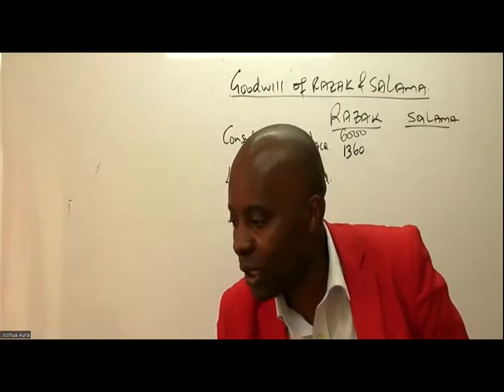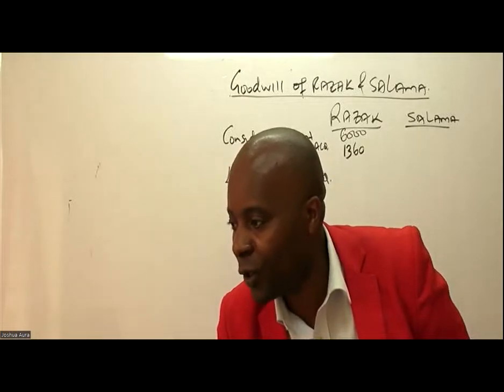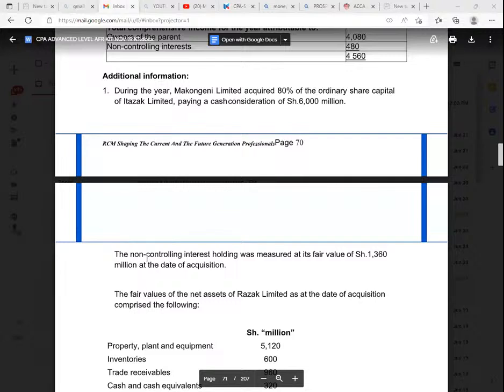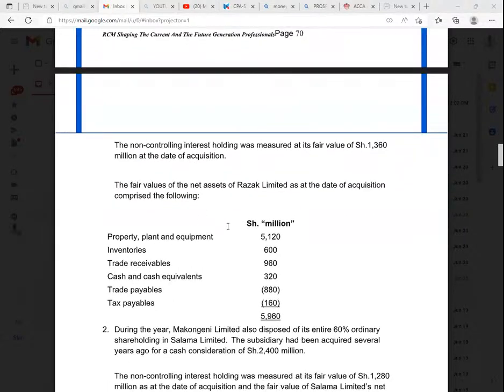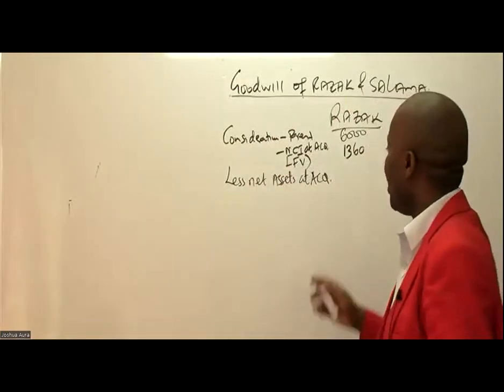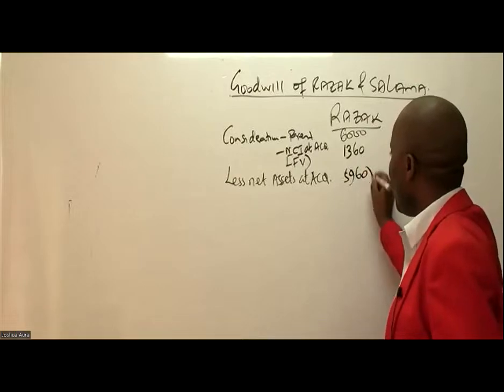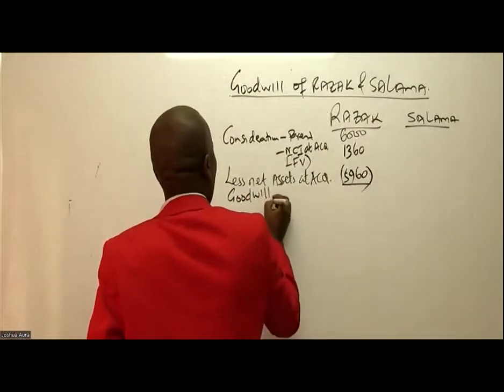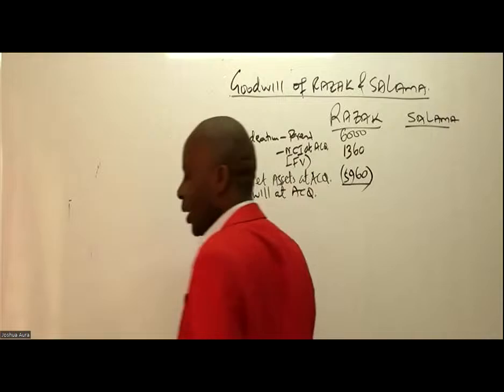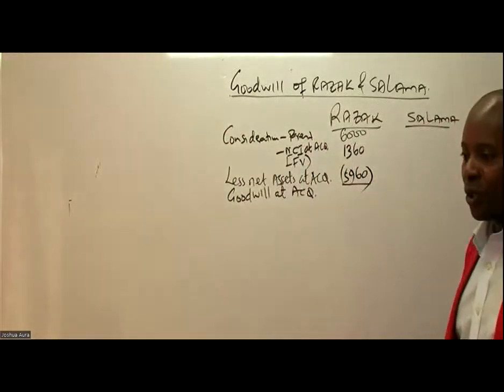So net assets at acquisition, what do we have here? The fair value of net assets of Razaki Limited at the date of acquisition comprised the following. These were the net assets, and I'm interested in the total. The total here is 5,960. So this I'm supposed to subtract. So could you kindly come here and give me the goodwill at acquisition?